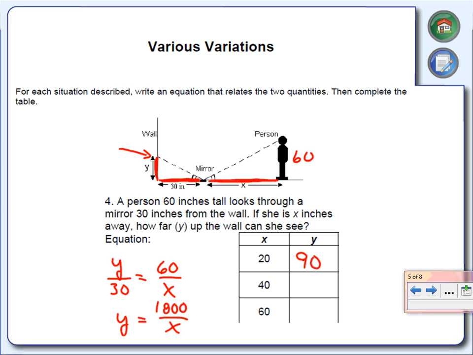40. What if she's standing 40 feet away from the mirror? 1,800 divided by 40 would be 45. 60. What if she's standing 60 feet away from the mirror? 30. What are you noticing here about that table? The further back she moves, what's happening? Yeah, the smaller that y value gets, which means she can't see as high up the wall. So the further you are back, the less you're going to be able to see on that wall.